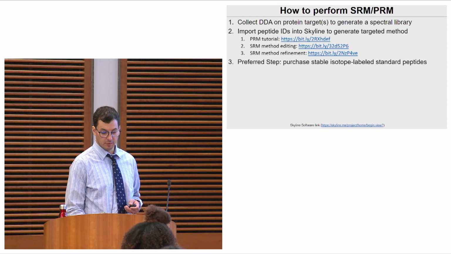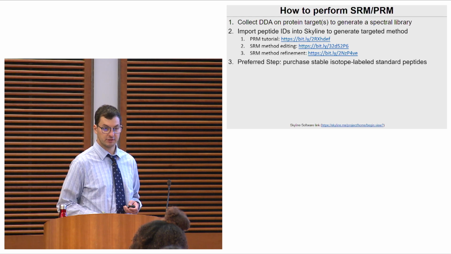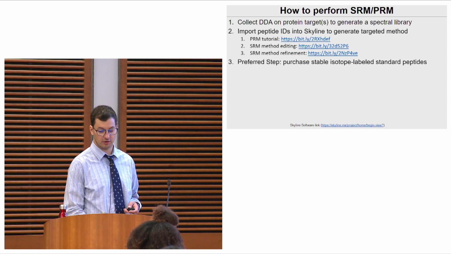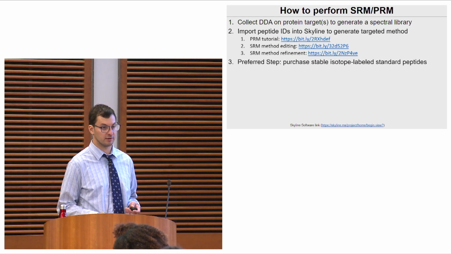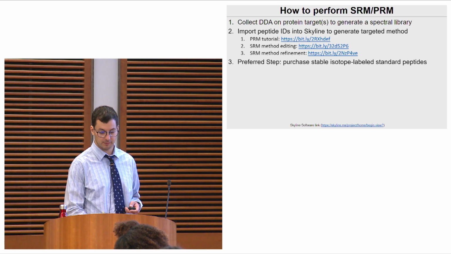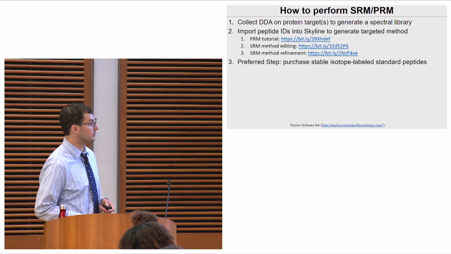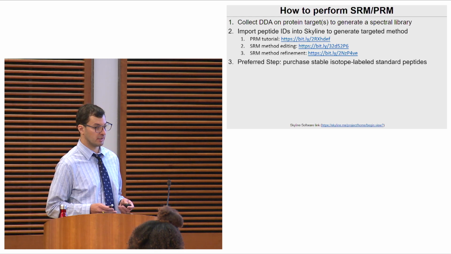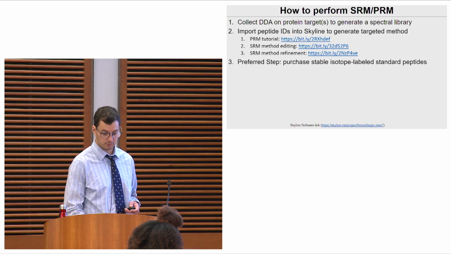The next step, this is an optional but preferred step, is that you should purchase stable isotope labeled standard peptides. And this is important because it allows you to monitor any variation that occurs due to sample preparation or differences in instrument sensitivity over your data collection time frame. So what you do is you spike this standard peptide into your samples as early as possible, so you can account for the most variation, the most technical variation.